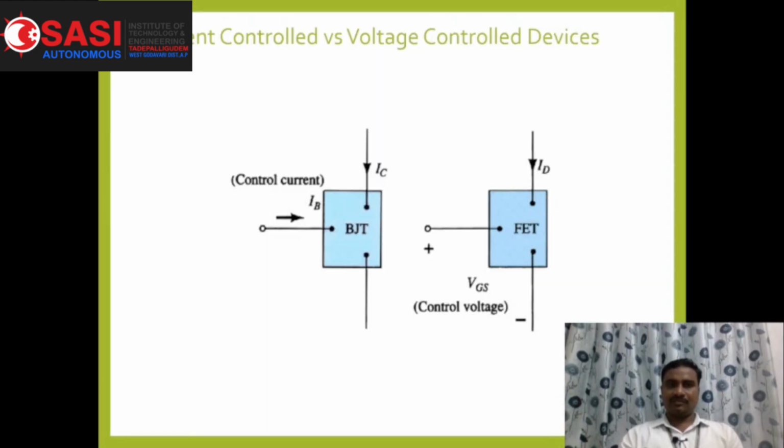Before that, what is the difference between JFET and field effect transistor, that is FET? Generally, JFET is a current controlled device, and the FET is a voltage controlled device. With this, we are going to discuss the metal oxide silicon field effect transistor, its working principle and operation, and also the construction of the MOSFET device.